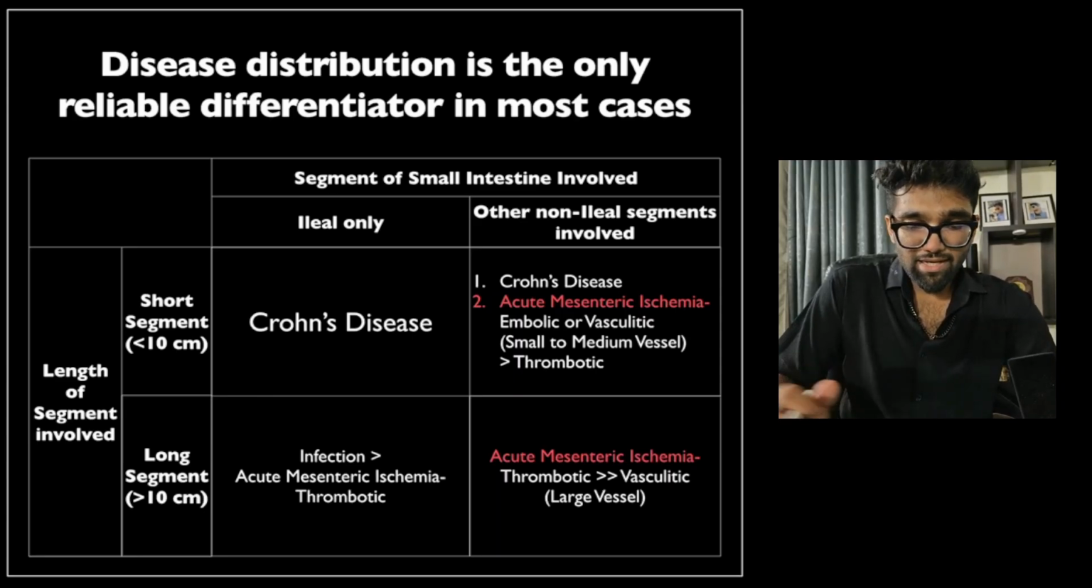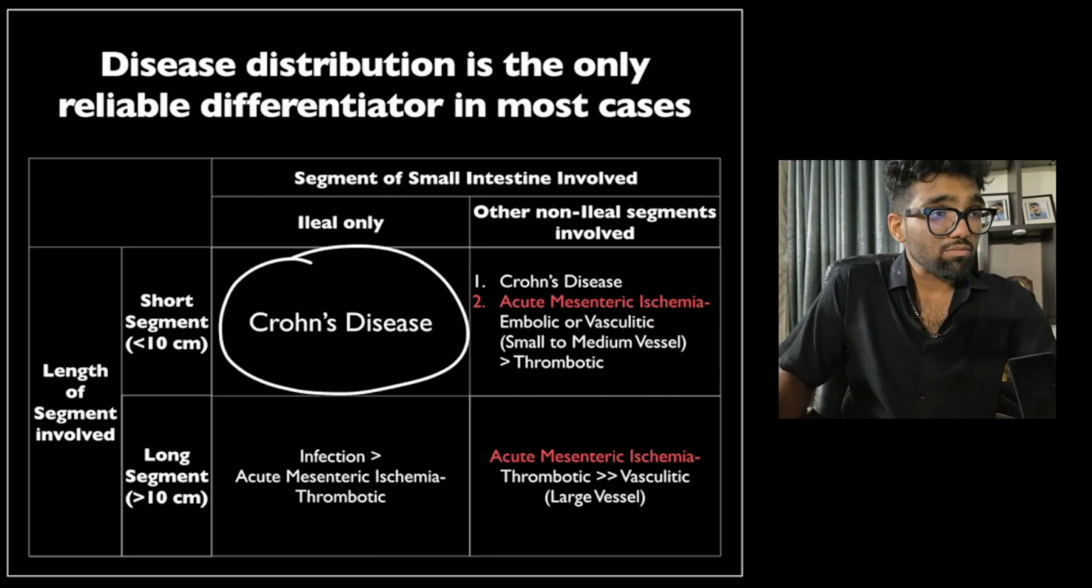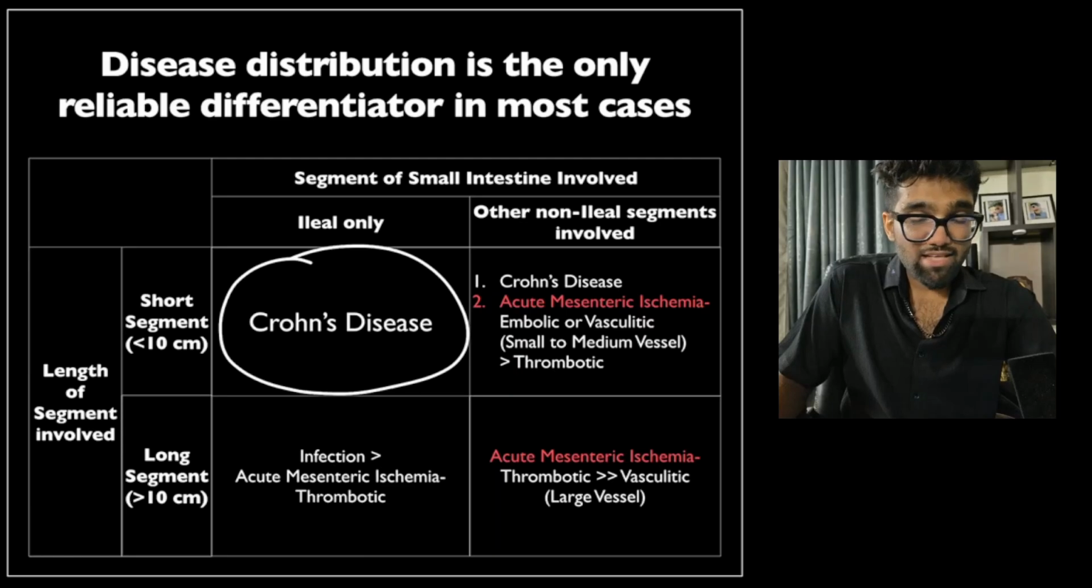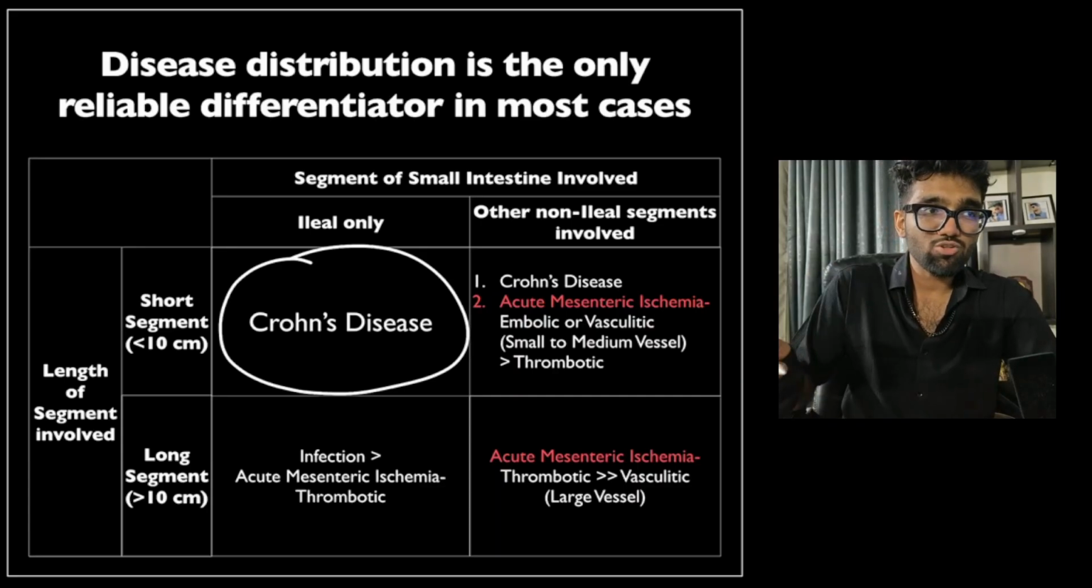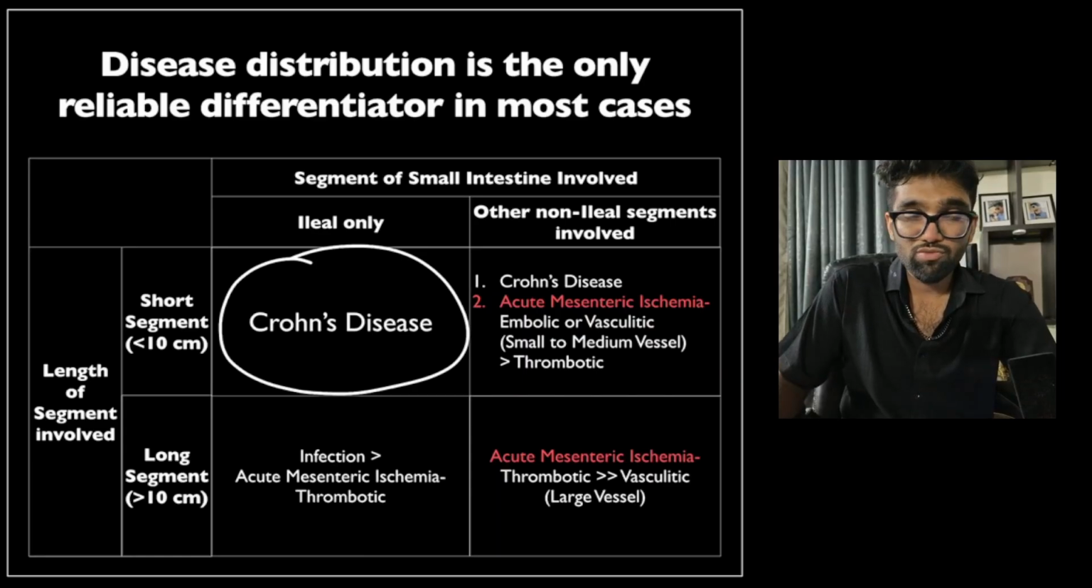So this is the table that I use. In this situation, there's nothing much to think about. It's Crohn's disease. Okay. In every other case, vasculitis or acute mesenteric ischemia is a possibility. However, when it's short segment involvement, we are thinking more along the lines of small to medium vessel vasculitis. Whereas when it is long segment involvement, we're thinking about thrombosis, but naturally a thrombosis will be visible within the lumen of the proximal superior mesenteric artery more than vasculitic disorders.